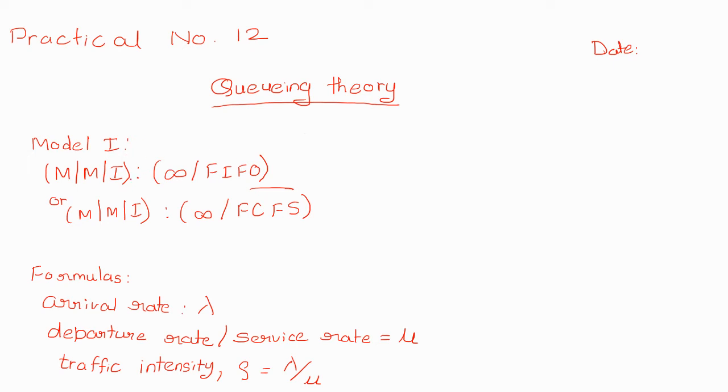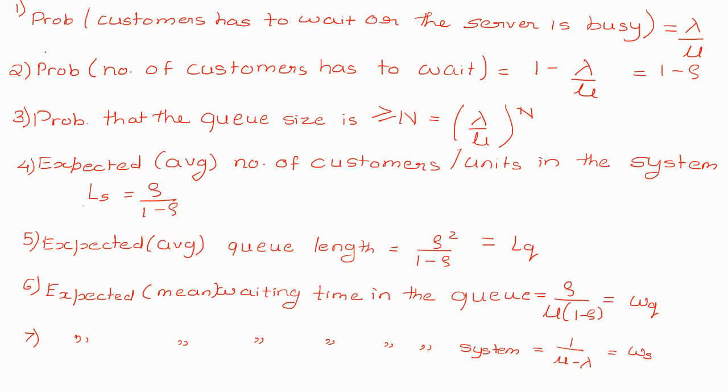Now model 1, M/M/1 infinity FIFO. This is the model with the arrival rate and the service rate following Poisson distribution, with one service channel and infinite capacity, with the first in first out service rule. As usual, I have listed out the formulas here. Arrival rate is my lambda, the universal notation. Then departure rate is the same as service rate, denoted by mu. I have brought a new term, traffic intensity, denoted by rho, that is lambda by mu. These were just the notations.